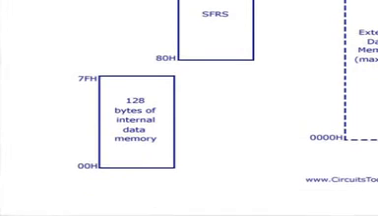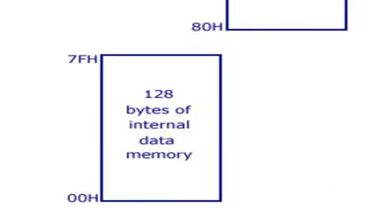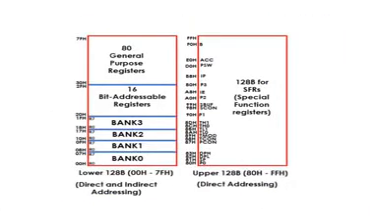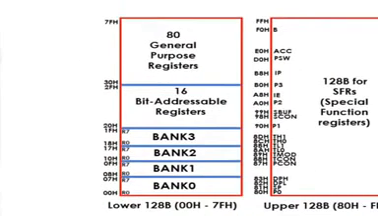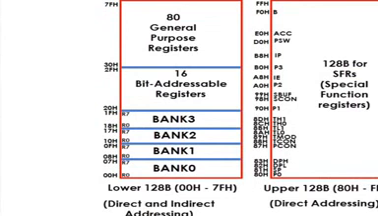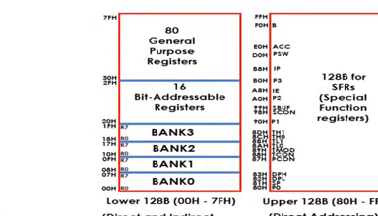Now we are concentrating more on this. It starts at 00H and ends at 7FH. So this is internal RAM, of size 128 bytes. The decimal number 128, if you convert that to hexadecimal, you will get 7FH.